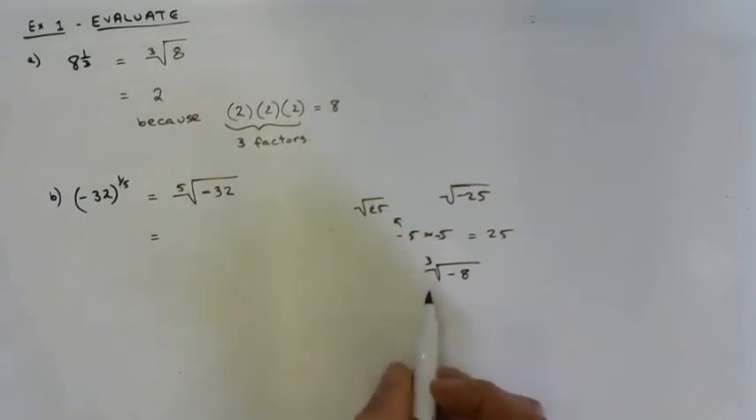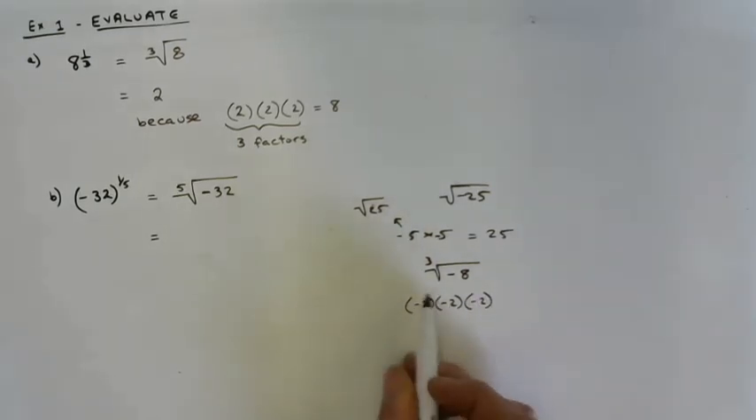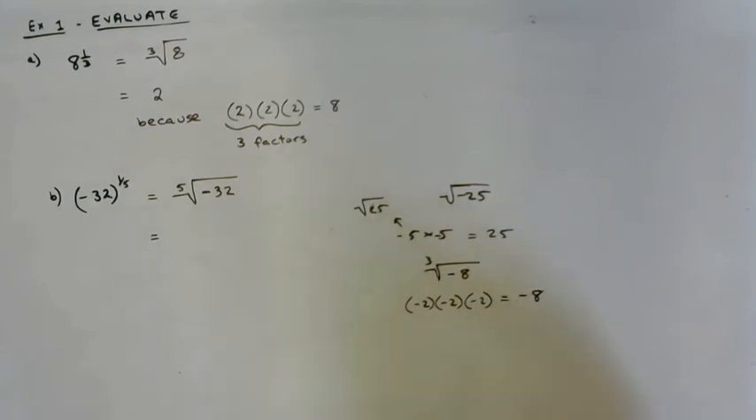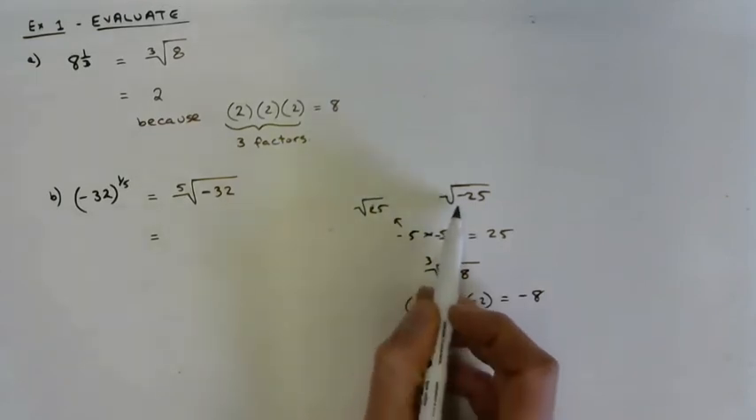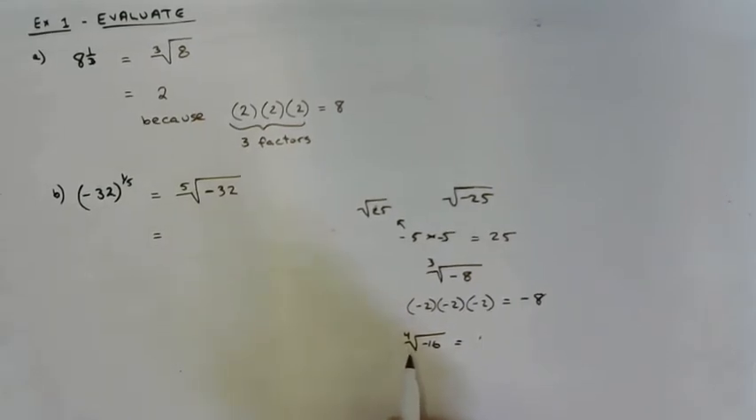But if you're looking for a cube root of something, now you have 3 factors. Look at what happens if you have negative 2, negative 2, negative 2. Negative 2 times negative 2 is positive 4, but that 3rd factor makes it negative 8. So you can take the cube root of a negative number. You cannot take the square root of a negative number. Can you take the 4th root of a negative number? No, it doesn't exist, because now you have 4 factors. 4 factors, whether positive or negative, will always result in a positive value.